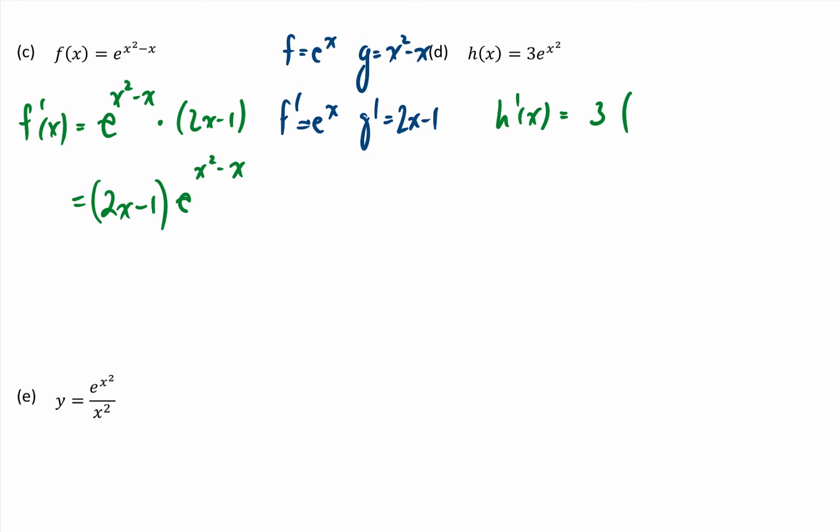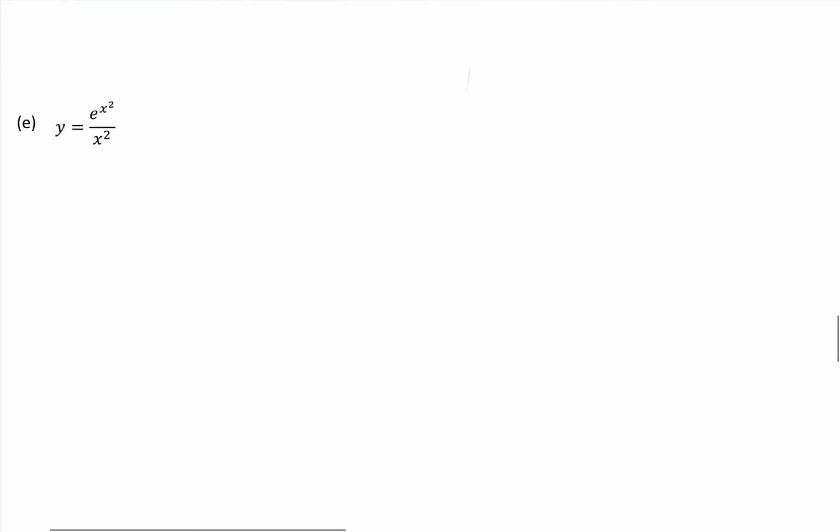D, this is h prime of x, is equal to 3 times whatever the derivative of e to the x squared is. And e to the x squared, its derivative is e to the x squared times the derivative of the inside, which is 2x. So this is equal to 6x e to the x squared.